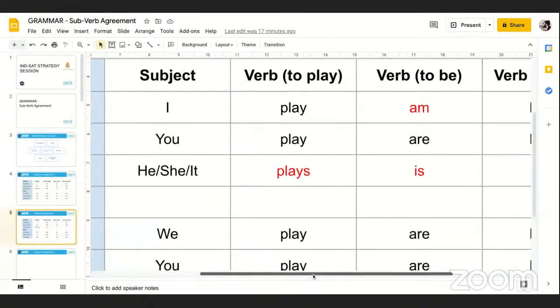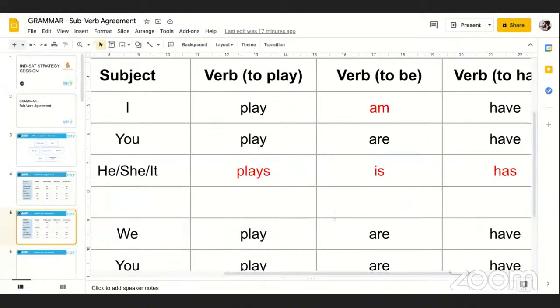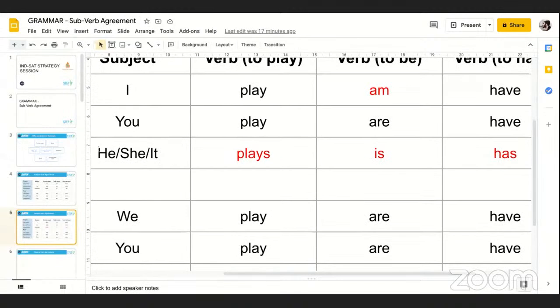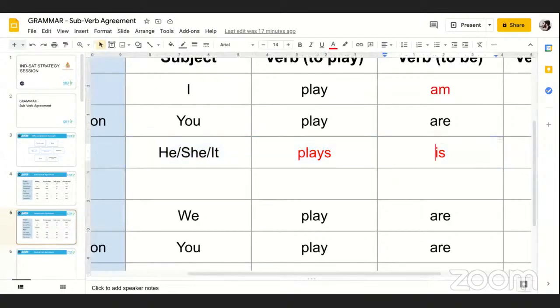So if you see, only one subject is behaving differently, right?